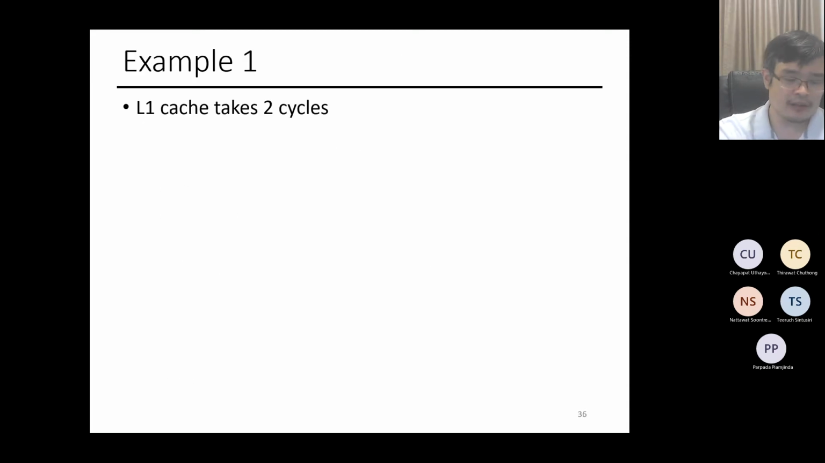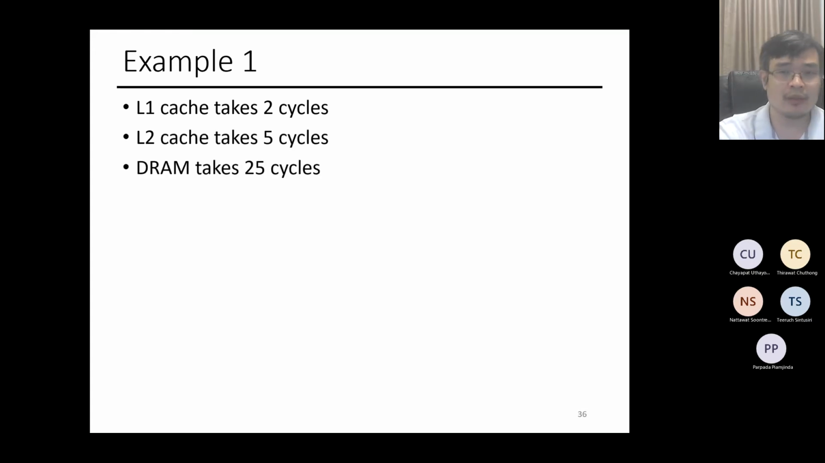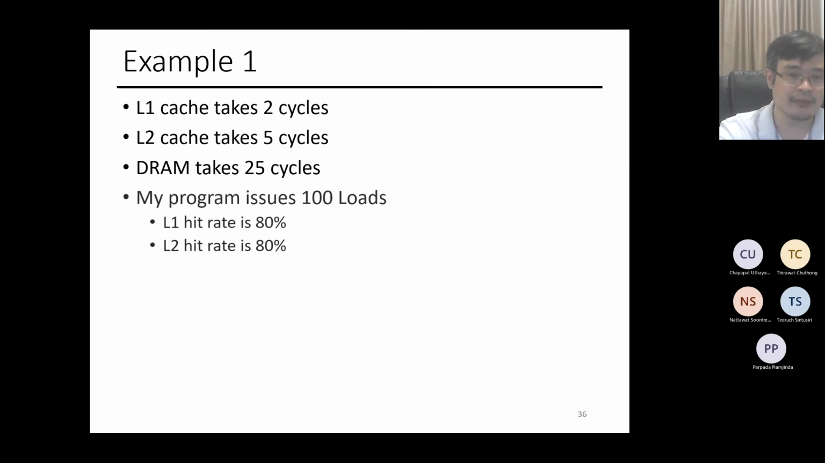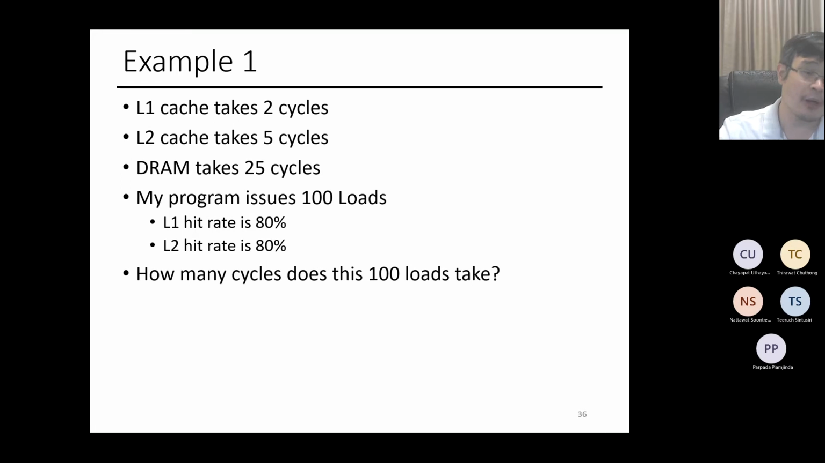And here again, like I mentioned, I have a few examples. Let's say L1 is two cycles, L2 is five cycles, and DRAM is 25. Let's say I have 100 loads and L1 hit rate is 80%, L2 hit rate is 80%. I'll do this example. I have one more example that looks similar and I'll let you do it. So in this case, how long does it take? Let's assume I can process only one cache access at the same time and the loads happen sequentially. So it's one load after one load after one load, right?